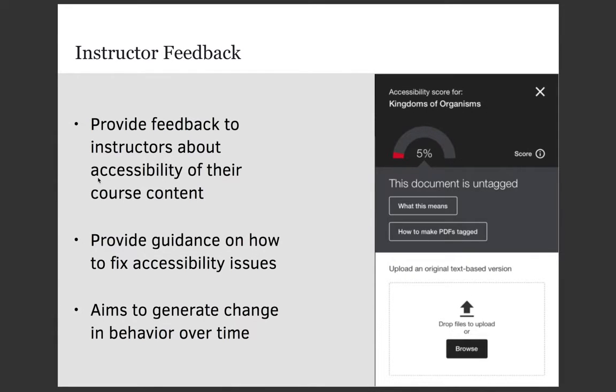The second part of what it does is, based on the checklist, and again based on those algorithms, we also provide a feedback loop back to the instructor, where within the context of the LMS, we present them with some feedback on how accessible their content is, as well as some very detailed guidance on how they can fix some of those identified accessibility issues.